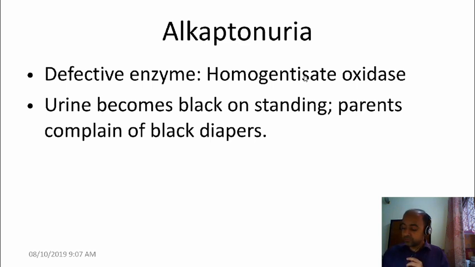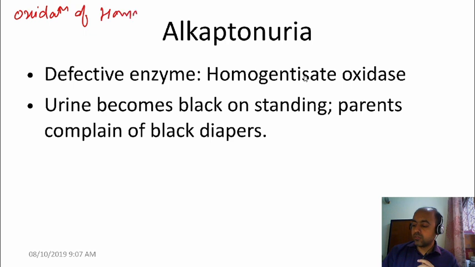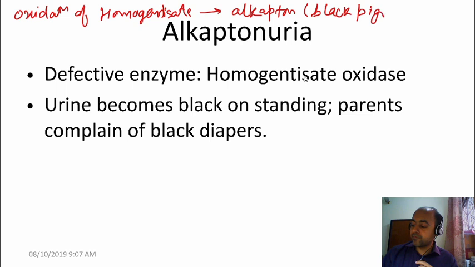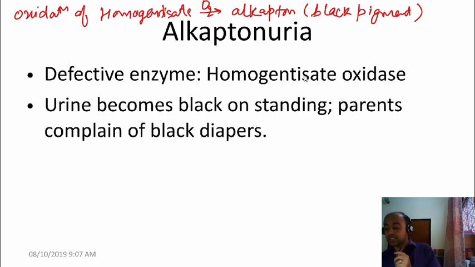This is due to oxidation of homogentisate to what is known as alkapton. Alkapton is a black pigment. So the homogentisate is getting oxidized in the presence of oxygen to alkapton. When the urine is passed, it will be clear. If you allow it to stand for some time, exposing it to the air, it will get oxidized and form the alkapton, that is the black pigment.